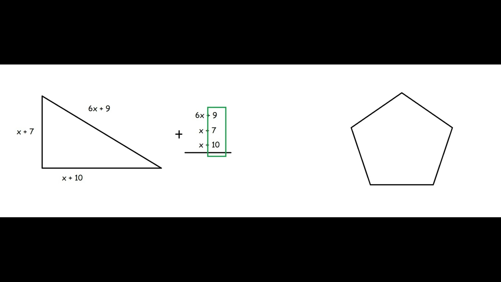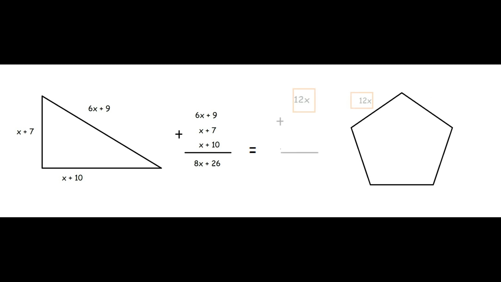And then we have 9, 7, and 10. And that's going to give us 8x plus 26. And that 26 comes from 9 plus 7, which is 16, and 16 plus 10, which is 26. Now we're setting that equal to a pentagon.